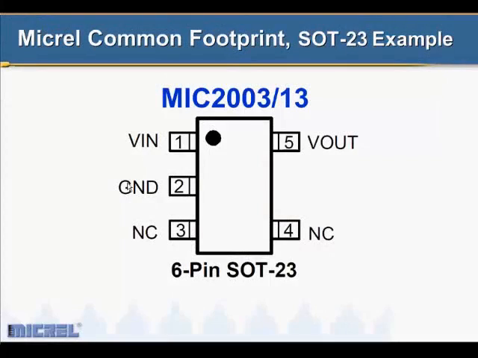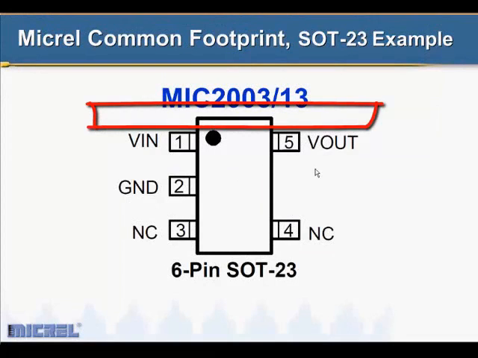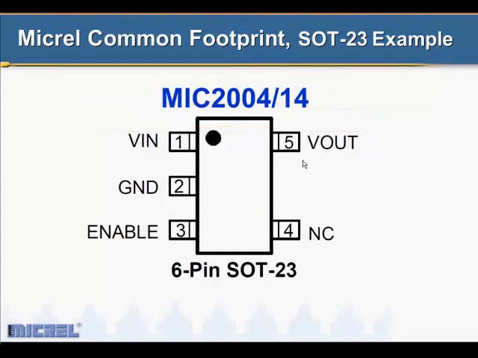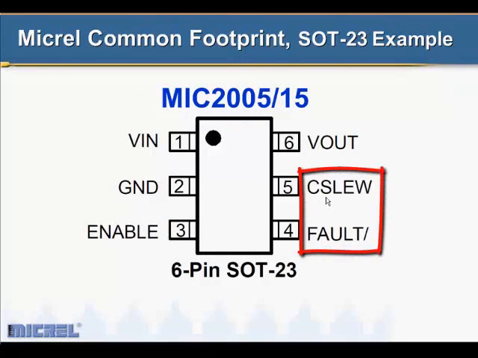We'll take a look now at the common footprint, but we're only going to look at the SOT23 versions. On an MIC2003, you can see it's a standard 5-pin SOT23. Power comes in and power goes out. There's no enable or other features. If you were to use an MIC2004, you would now have an enable pin. Then going to an MIC2005 or the 2015, we add a C-slew pin. You still have the enable and a fault, but now you have the C-slew pin.